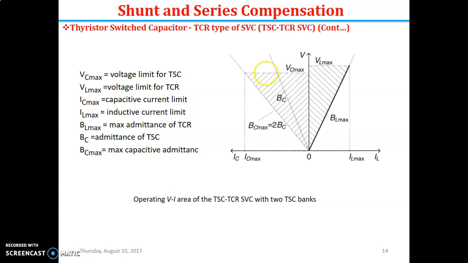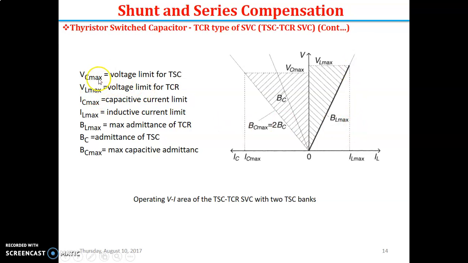So for the TSC1 we will get the line of BC till this point, and when two TSC branches are switched on, we will get 2 times BC, that is 2 BC. So we are seeing here only 2 TSCs, so our BC max will be equal to 2 times BC. And for BL max, we are having only one TCR branch, so we will get the characteristics of this one TCR branch, and our BL will be equal to BL max for this TCR branch, and this will be the IL max, that is the inductive current of the TCR.